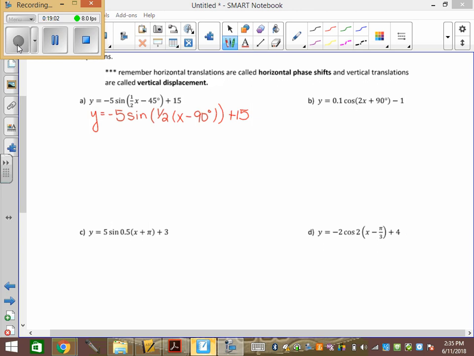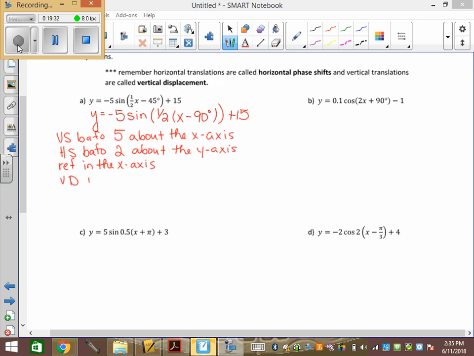So we have a vertical stretch by a factor of 5 about the x-axis. We have a horizontal stretch by a factor of what? 2 about the... We have a reflection in what? Reflection in the x-axis. We have a vertical displacement, 15 up, horizontal phase shift, 90 degrees right.